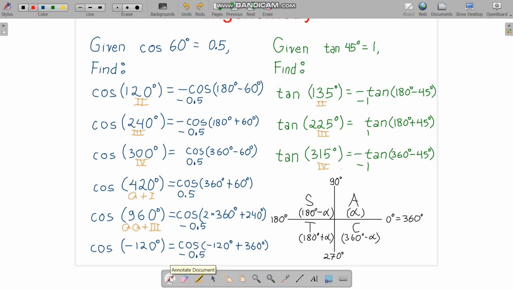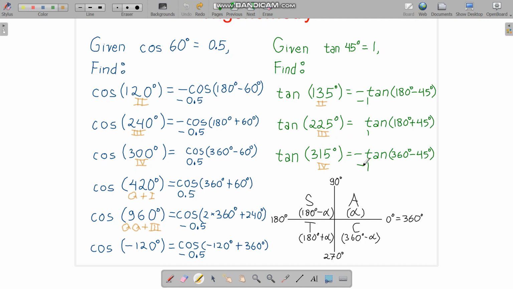And now for 135 degrees, well, it's obviously in the second quadrant. Second quadrant means negative for tangent, so that's why second quadrant negative, third quadrant positive, fourth quadrant negative for tangent. The angle is 45 degrees here.